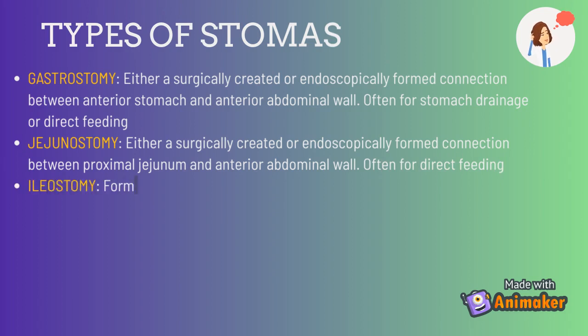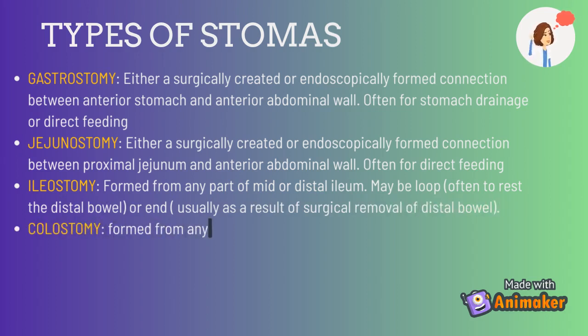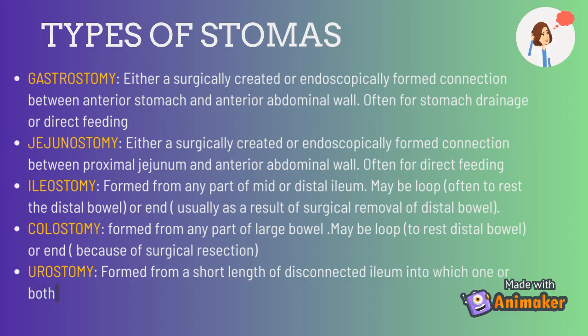Ileostomy, formed from any part of the mid or distal ileum, may be loop, often to rest the distal bowel, or end, usually as a result of surgical removal of the distal bowel. Colostomy, formed from any part of the large bowel, may be loop to rest the distal bowel, or end because of surgical resection. Urostomy, formed from a short length of disconnected ileum into which one or both ureters are diverted, usually after radical lower urinary tract surgery.